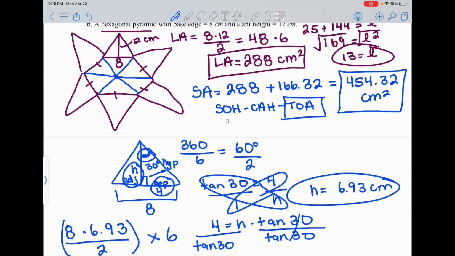I hope you feel comfortable with finding lateral area and surface area because it's the same idea as with prisms, except with pyramids we only have one base to work with and all of our lateral faces are triangles. So make sure you are familiar with the area formula for a triangle, which is base times height divided by 2, and you should be just fine.